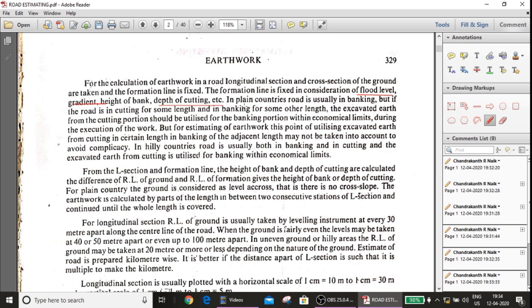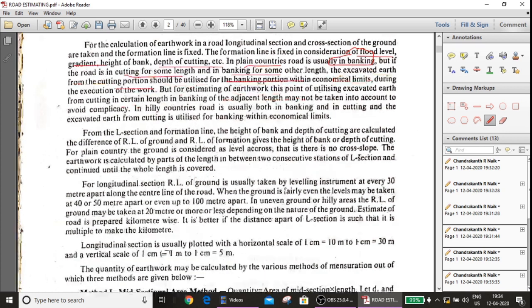In plain countries, where the ground is plain, usually banking is done. But if the road is in cutting for some length and banking for some length, then the excavated earth from the cutting portion should be utilized for the banking portion within economical limits during the execution of work. In hilly countries, the road usually comes both in banking and in cutting, and the excavated earth from the cutting is utilized for banking within economical limits.